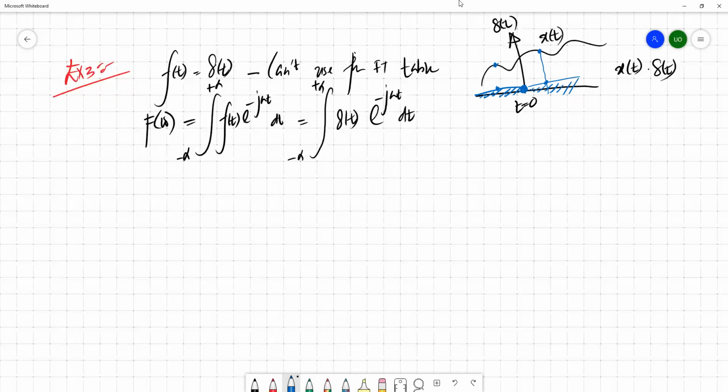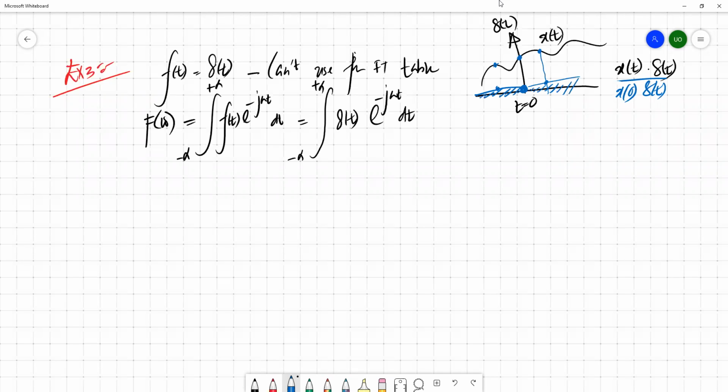So this basically simplifies to x(t) into delta(t). This is the only place you can get a non-zero value. So the functional value is x(0), and we have delta(t) here.